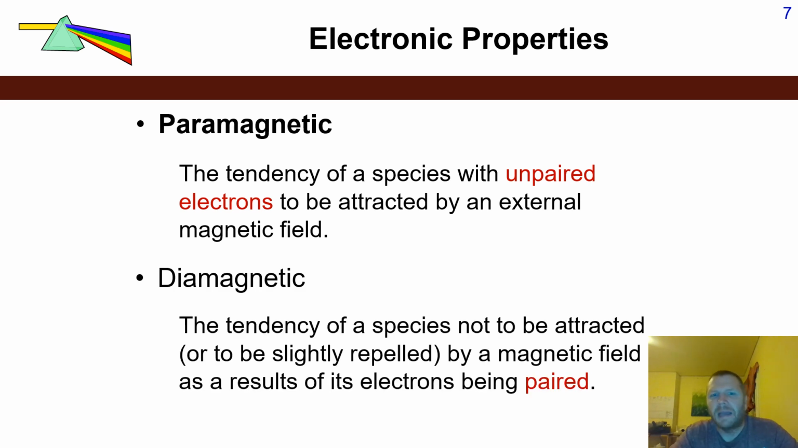Now, diamagnetic is the tendency of a species not to be attracted or to be slightly repelled by a magnetic field as a result of electrons being paired. So with pairing of electrons, it's going to likely be repelled or only slightly attracted to a magnetic field. Paramagnetic is when you have unpaired electrons, and that's going to be attracted to an external magnetic field.